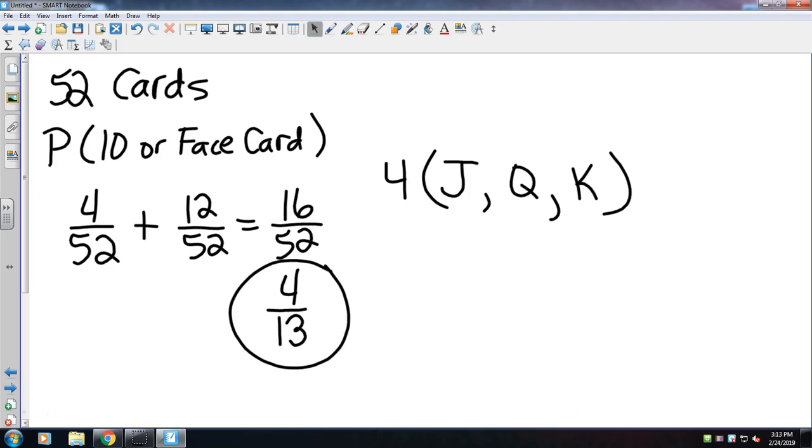Okay, so let me rewind on this one. I kind of skipped a step. This is actually a disjointed probability. What that means is the 10s and the face cards are not the same. There are no 10s that are face cards, and there are no face cards that are 10s. And so the next one I'm going to do is a true overlapping.